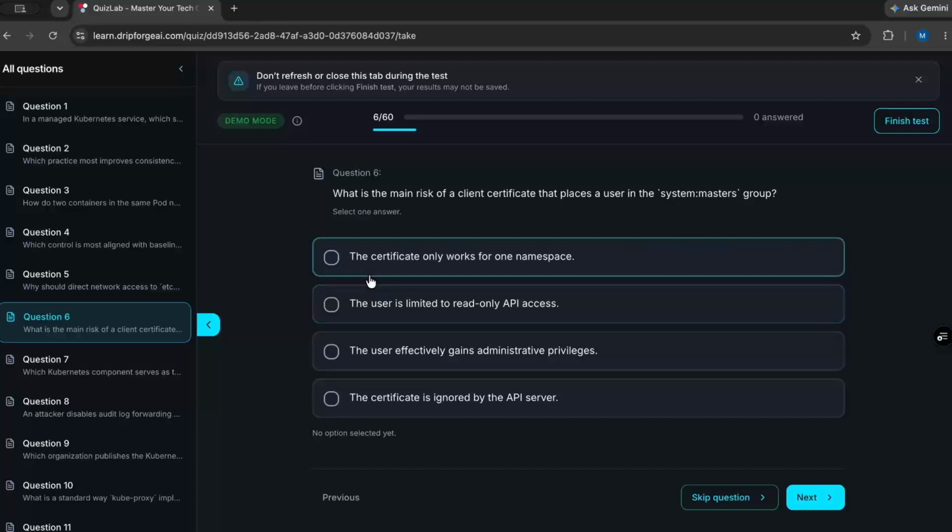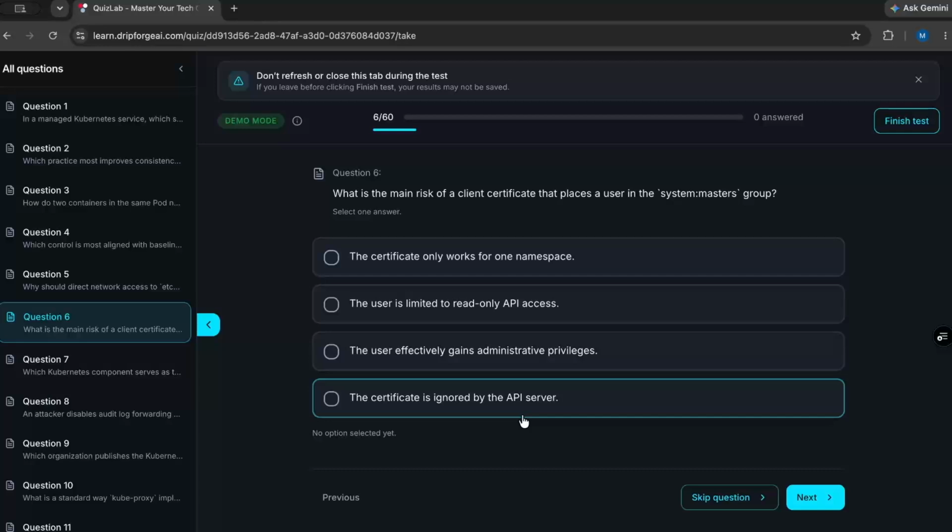So one, the certificate only works for one namespace. That is good, the certificate could work for only one namespace. Two, the user is limited to read only API access. Remember, there is nothing about read only API access here. Three, the user effectively gains administrative privilege. Now remember, there is something called system masters, so this is something very crucial. The next choice is the certificate is ignored by the API server. Why would it be ignored by the API server? There is no restriction here.